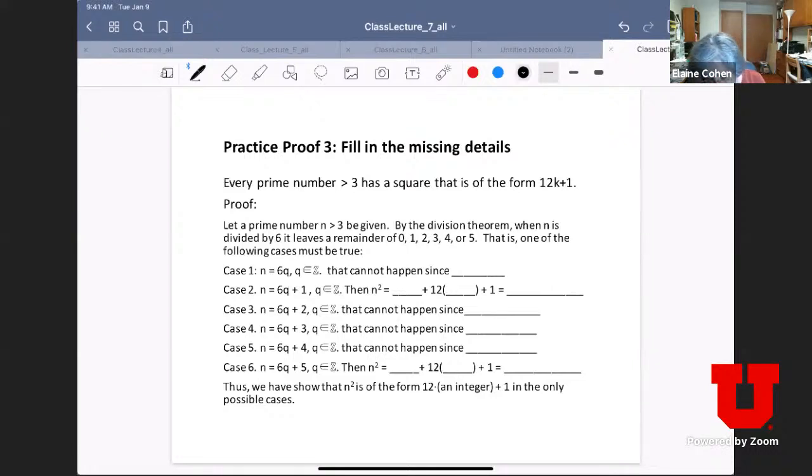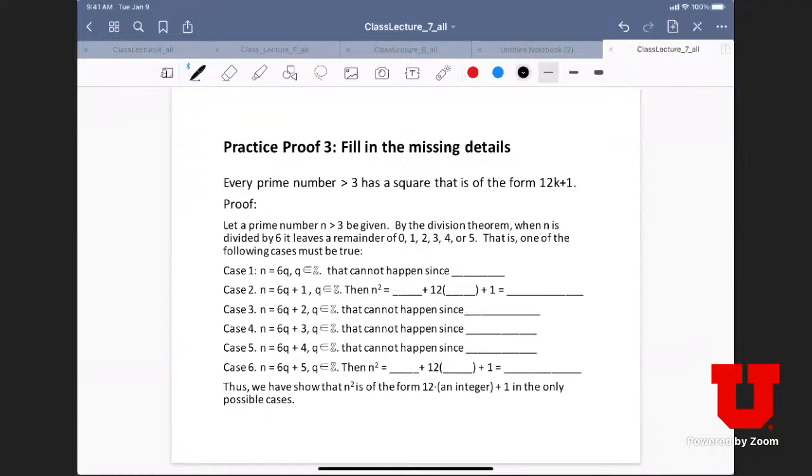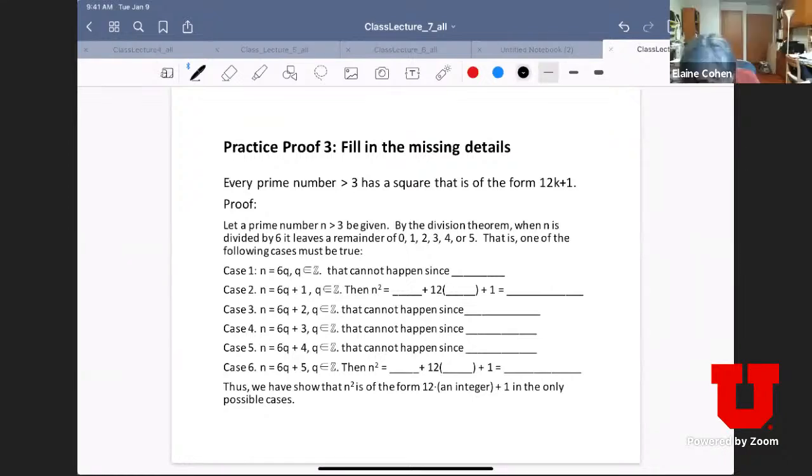So the first thing we say, well, if you divide by 6, suppose there's no remainder, then 6 divides n. Why can't that happen? Why can 6 not divide n? Because it's prime. Yes. Because a prime is divisible only by 1 and itself.